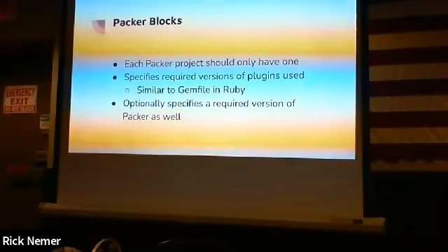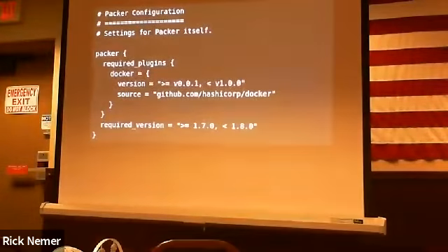So if you know the Docker plugin version 1.0 requires Packer 1.2, you can specify both those in the Packer block. Here's an example of that where we have both of those. In this case, we're saying we want to use the Docker plugin. It's going to be sourced from the HashiCorp GitHub page, which is where they actually host their plugins. And we're going to allow it to get the latest version anywhere between 0.0.1 and 1.0.0. And then the required version directive there specifies the version of Packer it requires. So something at least 1.7.0, but less than 1.8.0.